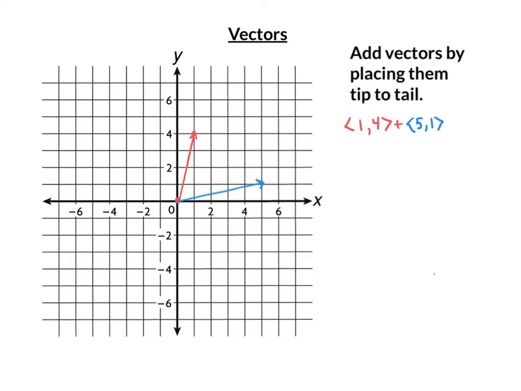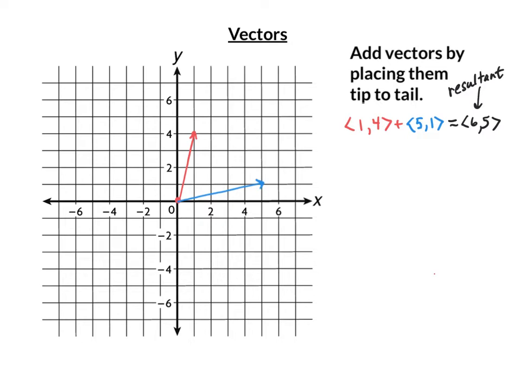And adding those works just the way you think it would. 1 plus 5, hey, that's 6. 4 plus 1, that is 5. So these two vectors make a vector. By the way, this is called the resultant vector. 1, 4, and 5, 1 do together what the resultant does in one motion.